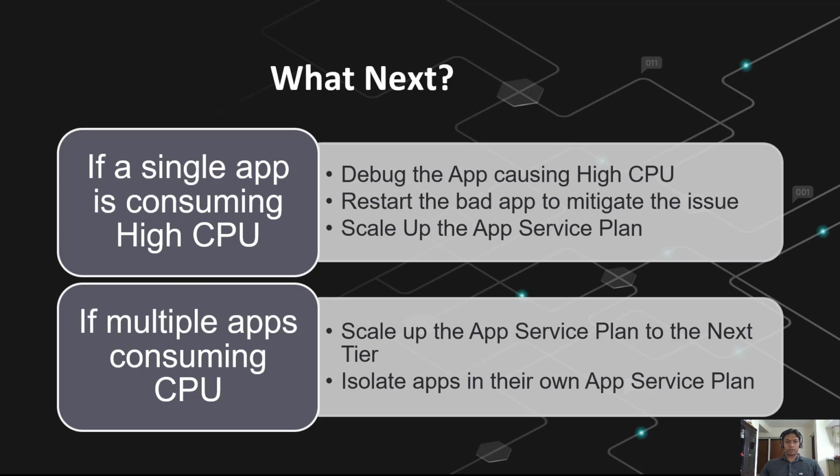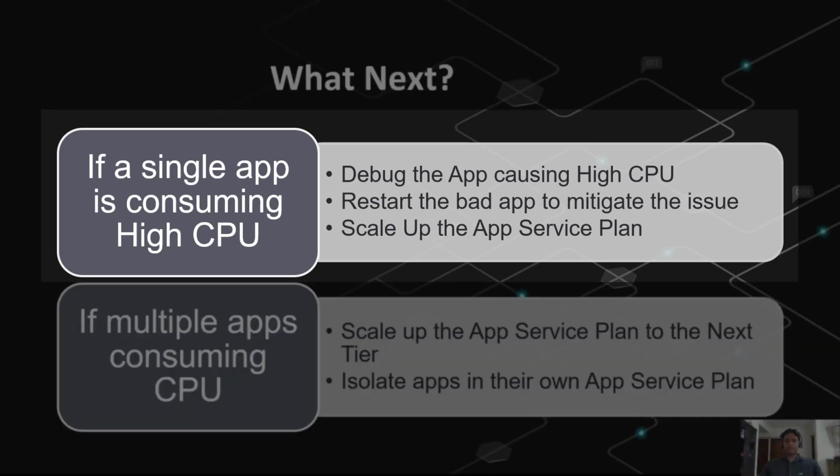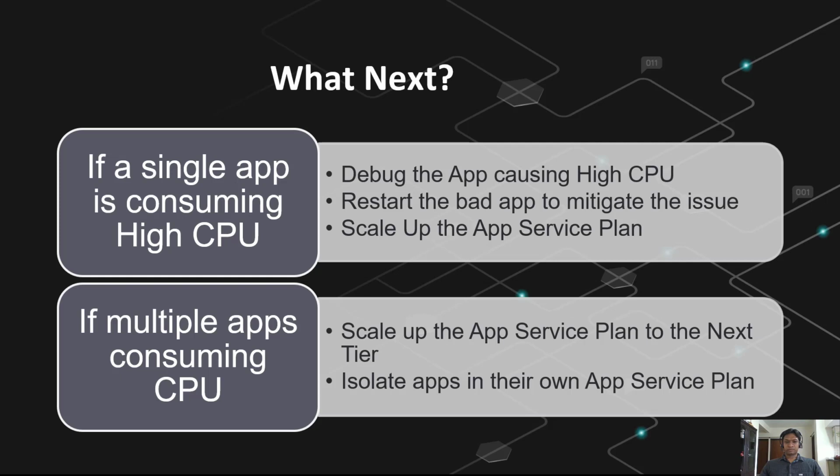This is the simple workflow to be followed based on what is identified by running the high CPU analysis tool. If a single app is consuming most of the CPU, then we should be debugging the app to identify why the CPU is high. You can temporarily mitigate the issue by restarting the app as well, because that might recover the high CPU situation for some time. If you are on a lower tier like B1 or S1, you can upgrade the tier to the next tier so that your instance gets more compute resources.